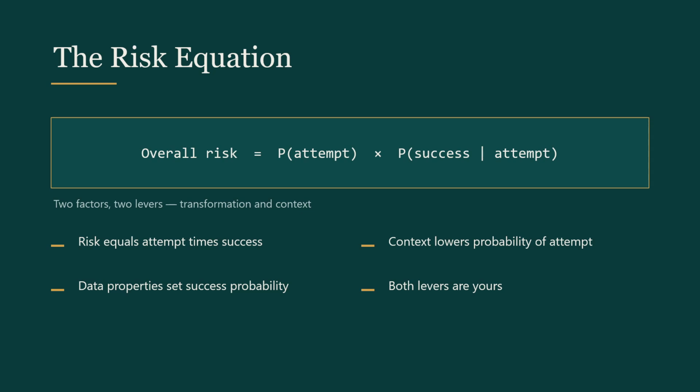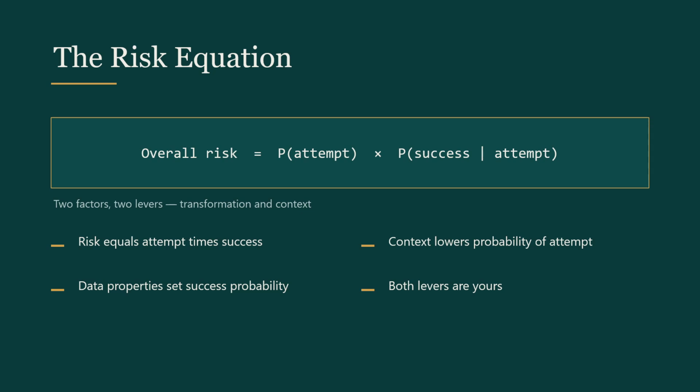Notice also what the structure licenses. Because this is a product, a small number in either factor pulls the whole product down. So there are always two routes to a target, and the expert's job is to choose the allocation deliberately and write down why. The next two slides work the attempt factor.